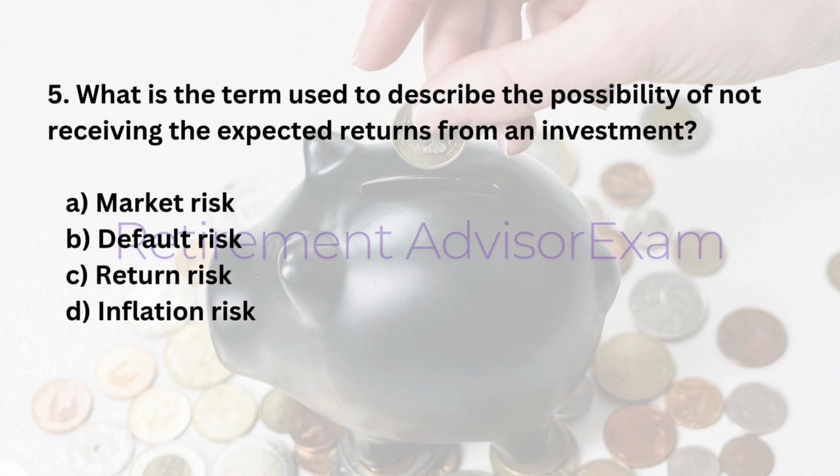5. What is the term used to describe the possibility of not receiving the expected returns from an investment? A. Market risk. B. Default risk. C. Return risk. D. Inflation risk. Answer: C. Return risk.